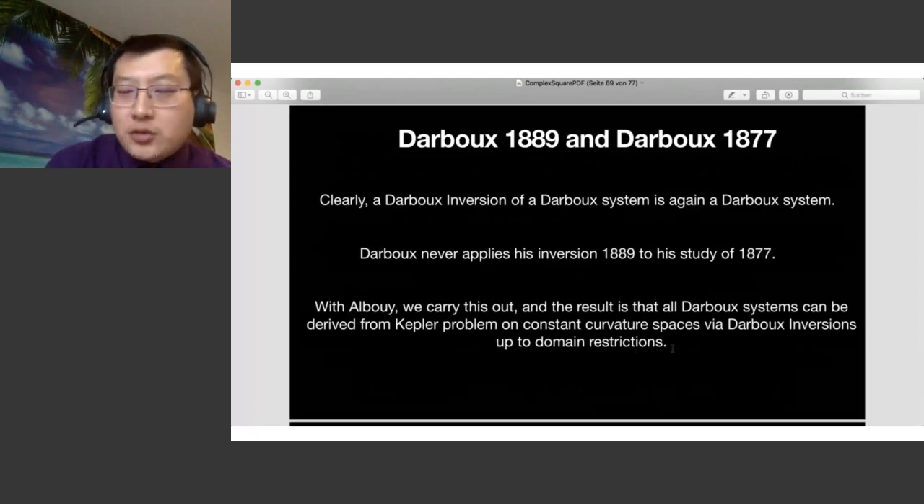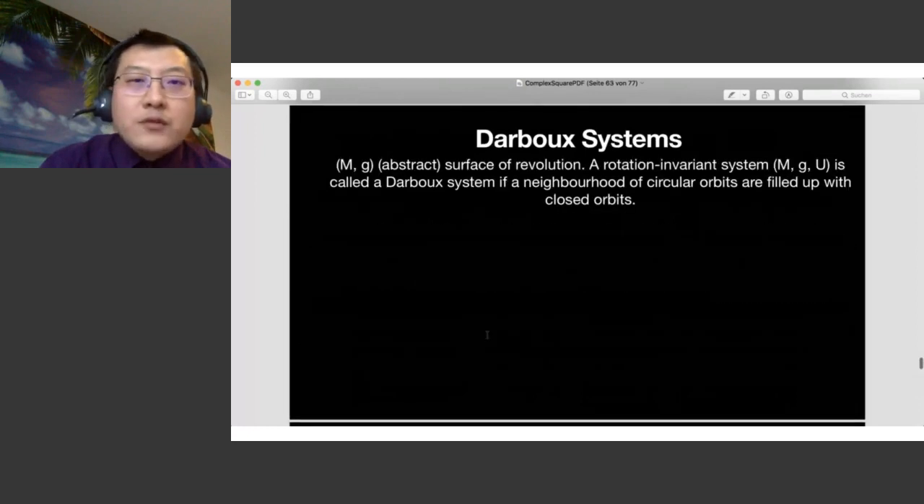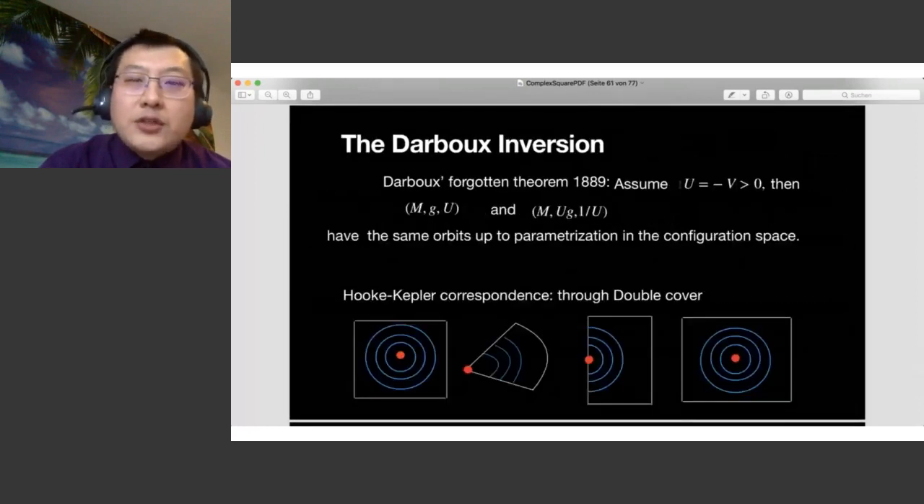So if one restricts the system into some sufficiently small neighborhood, then this will be derived from a corresponding small neighborhood of the Kepler problem on some constant curvature spaces. Here, there's one thing which one has to remark: in these previous things, we have this function u. So this is our force function.